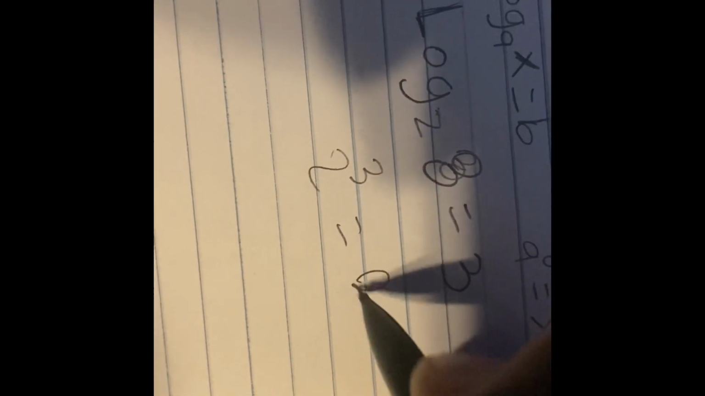So let's say you have log base 2 of 8 equals 3. So basically what that means is that 2 to the third power equals 8. That's really all it means.